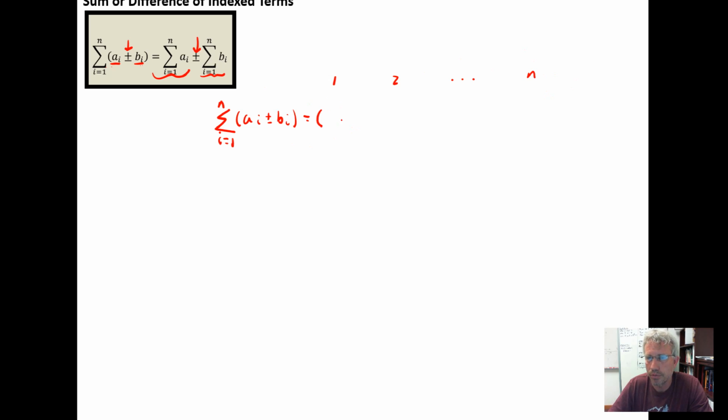So the first term that we would get from this series would be a sub 1 plus or minus b sub 1. Then you would subscript them with the 2. So you'd get a sub 2 plus or minus b sub 2 plus, and there are going to be n terms in this series, so you go all the way out through a sub n plus or minus b sub n.